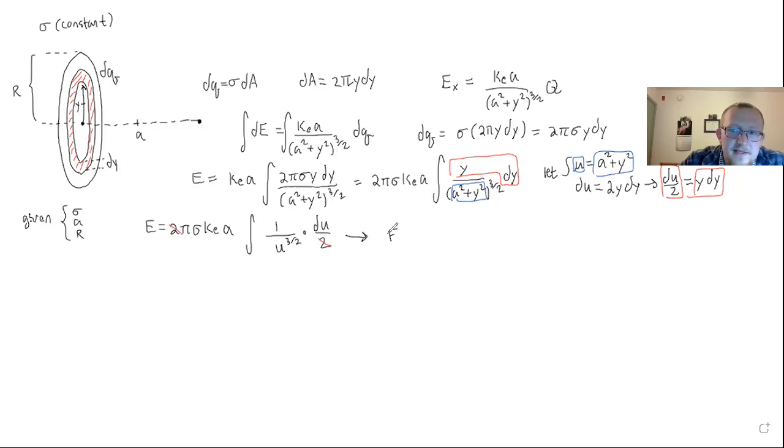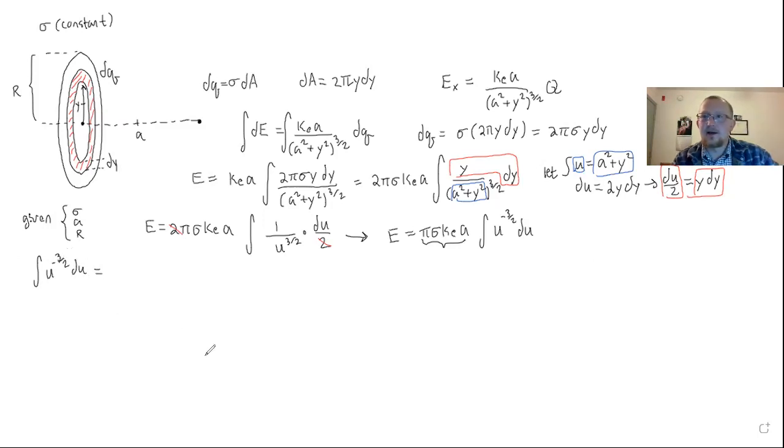So I'll rewrite this with a negative power to make it easier to integrate. So now I have pi sigma k_e times the integral of u to the minus 3/2 with respect to u. And so for now, let's just go ahead and ignore this because we're just going to have to carry it along the way. Let's just focus on this u integral real quick. So do that down here.